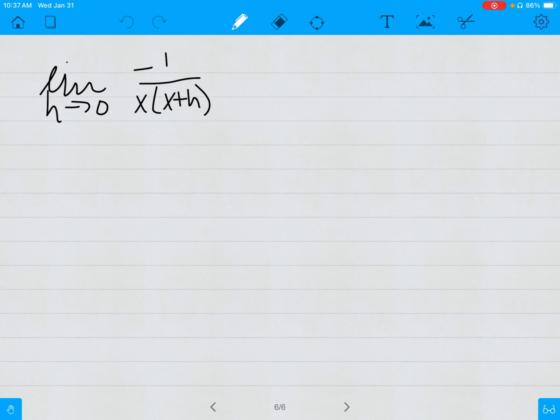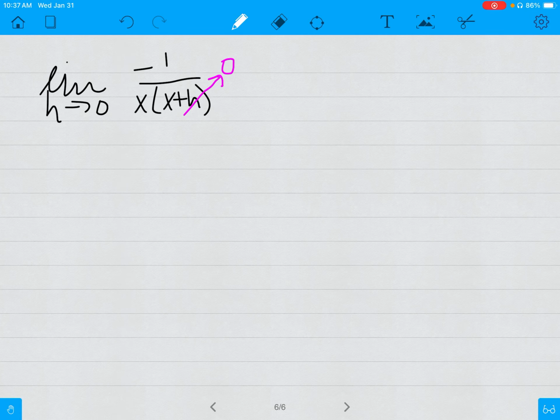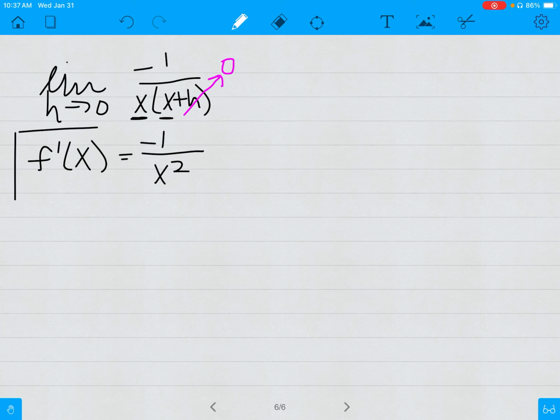So what does this mean? Well, as h approaches 0, when we take that limit, what happens here? This h becomes a 0. And what does that mean in terms of our derivative? Our derivative, f prime of x, is equal to negative 1 over, all I have now in the denominator is these two x's being multiplied together because the h is turning into a 0, negative 1 over x squared. And that is our derivative.